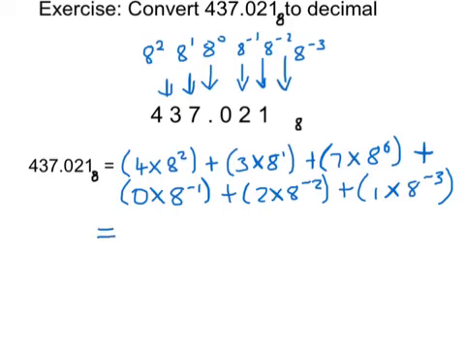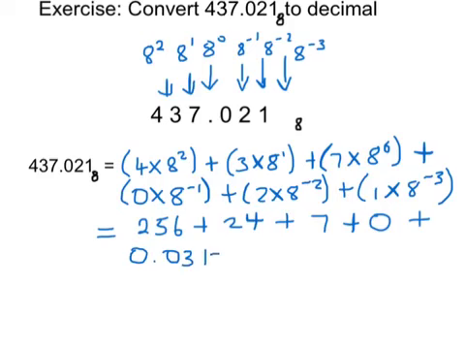4 multiplied by 8 squared. 8 squared is 64. 4 64s is 256. Plus 3 8s are 24. Plus 7 1s are 7. Plus 0 by 8 to the minus 1 is going to give me 0. Plus 2 by 8 to the power of minus 2. 8 to the power of minus 2, we saw before, is 0.015625. And if we multiply that by 2, what we'll get is 0.03125. Plus, now the last multiplication is 1 by 8 to the power of minus 3.